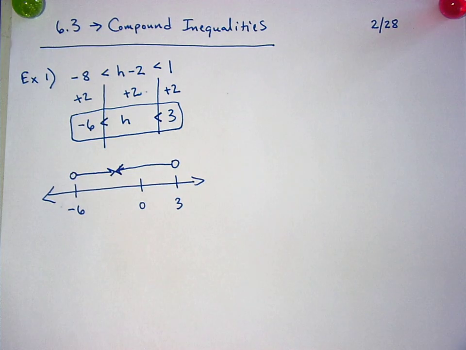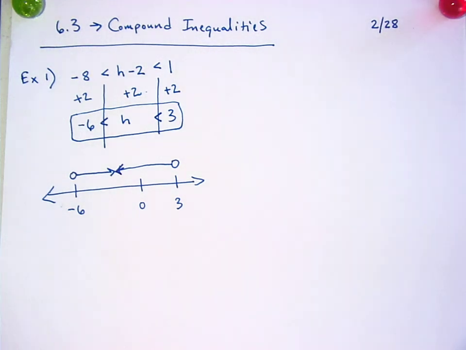What else works? -3. -3, sure, what else works? -4. Yes, -5. Give me a weird answer. So 5 is definitely not an answer. What's a weird answer? Austin, give me a weird one. -4.2314. Yes, -4.23. Remember, it's not just integers, it's also anything in between.